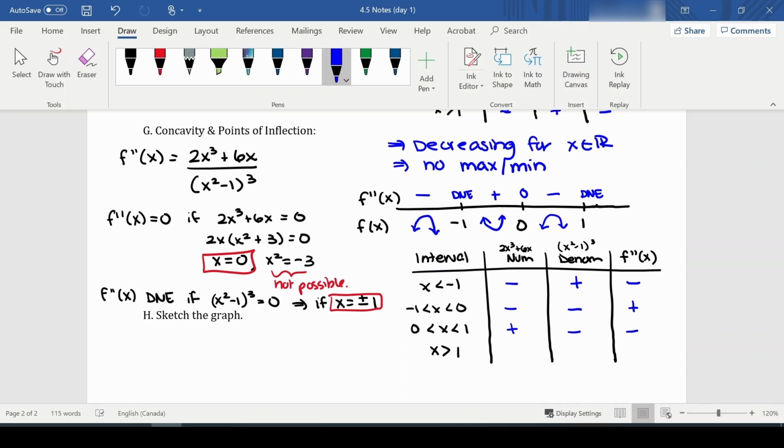Now, if x is bigger than 1, we're going to get a positive numerator, positive denominator, positive f double prime. So you can plug in something like 10 to try that out if you'd like. Back to concave up. Now remember, with an inflection point, we can't have an inflection point if the point didn't exist on the graph in the first place. So right here at 0 is our inflection point.